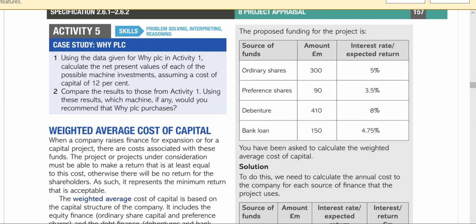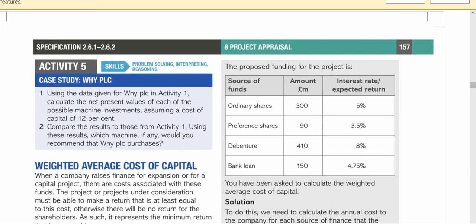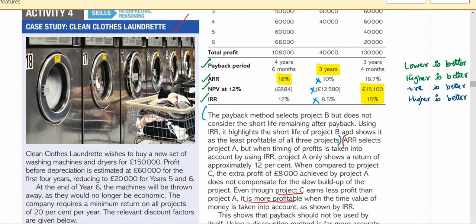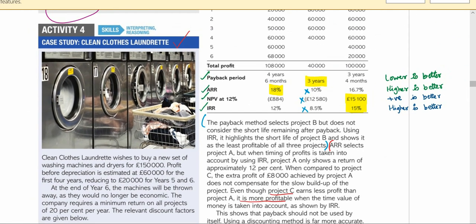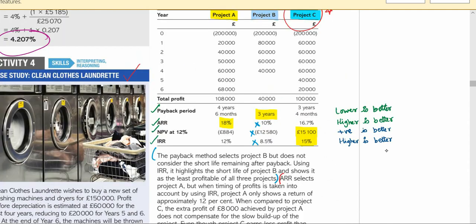Now weighted average cost of capital will be the next topic. You have to revise all the concepts which we discussed in this class. So it's enough for today.